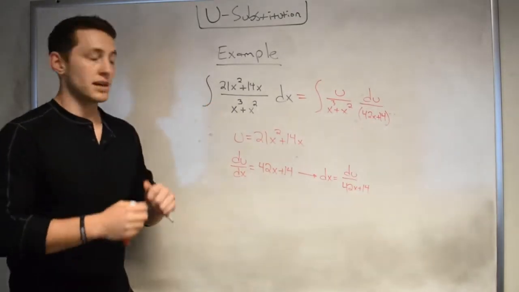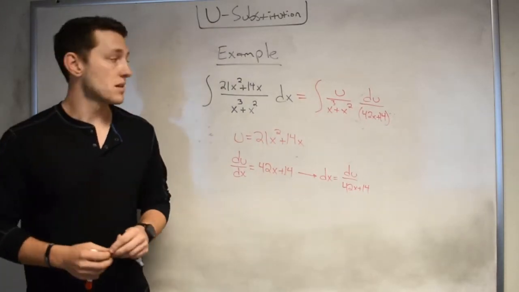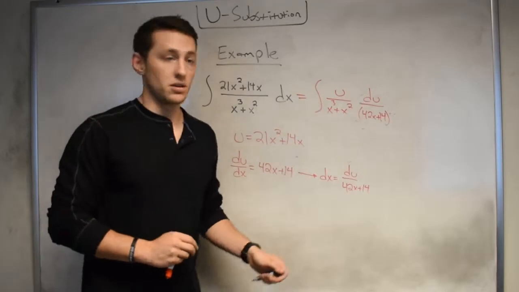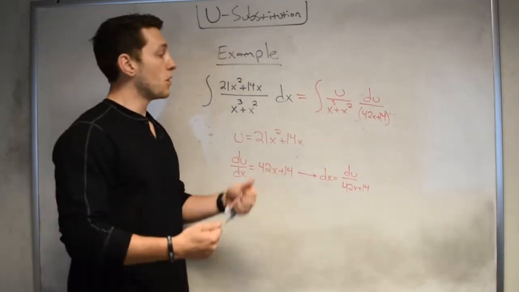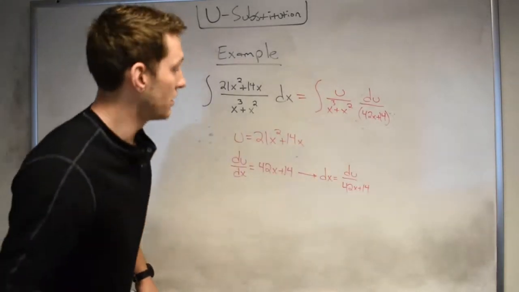So this could be an indicator of one of two things. Either u sub does not work, there are problems where that happens, or I picked the wrong u. And in this case, I picked the wrong u. This is definitely not a situation where I can simplify with algebra or use a power rule. So therefore, we go and pick another u.